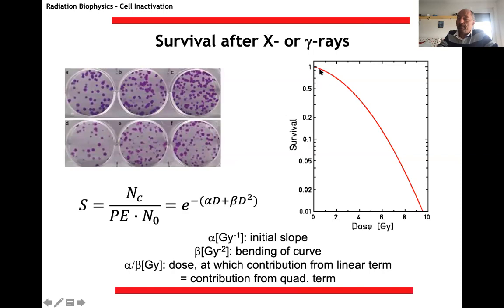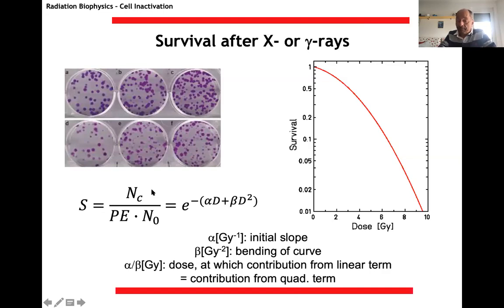And then you build the curve. You calculate the survival in this way: the number of colonies counted, divided by the number of cells that you had plated, also counted through a cell counter, though not, of course, one by one. You count through an automatic cell counter. And you have to normalize with the plating efficiency. Very important, because the plating efficiency is generally not 1.